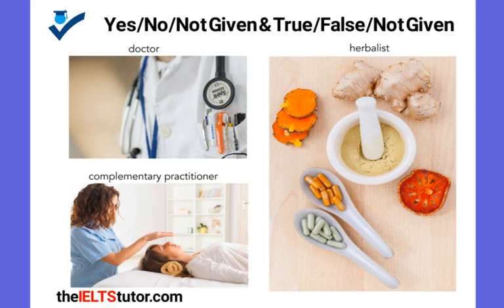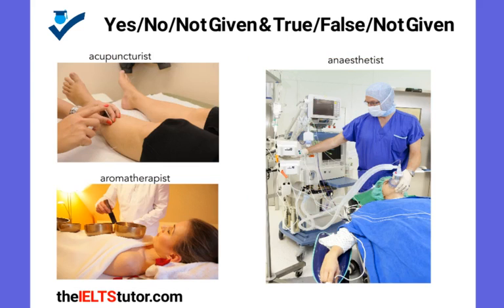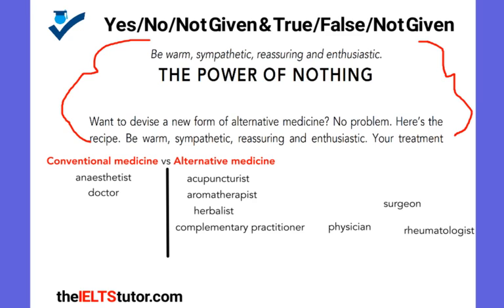Okay, let's look at the last three types of jobs. We have the surgeon. What is a surgeon? A surgeon is a doctor who specializes in medical operations which involve cutting open the body. So a surgeon would be a conventional practitioner, a person who practices conventional medicine.